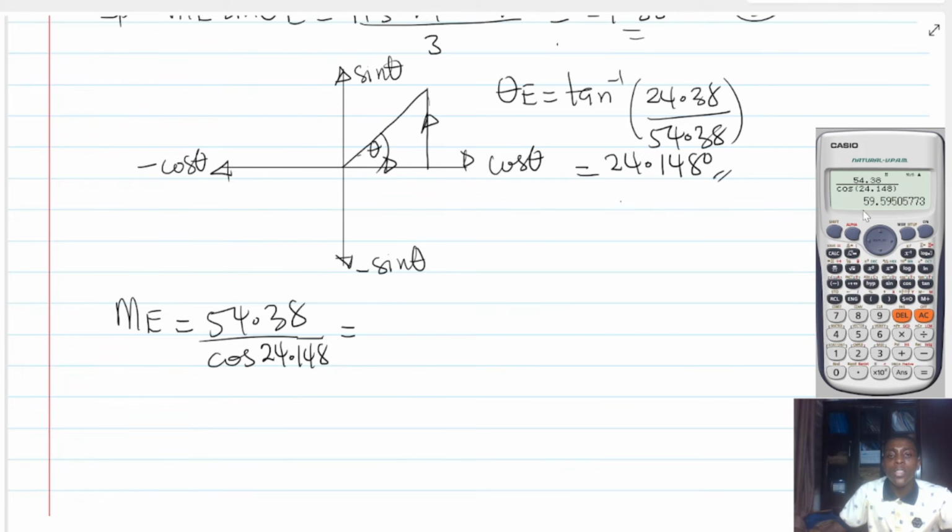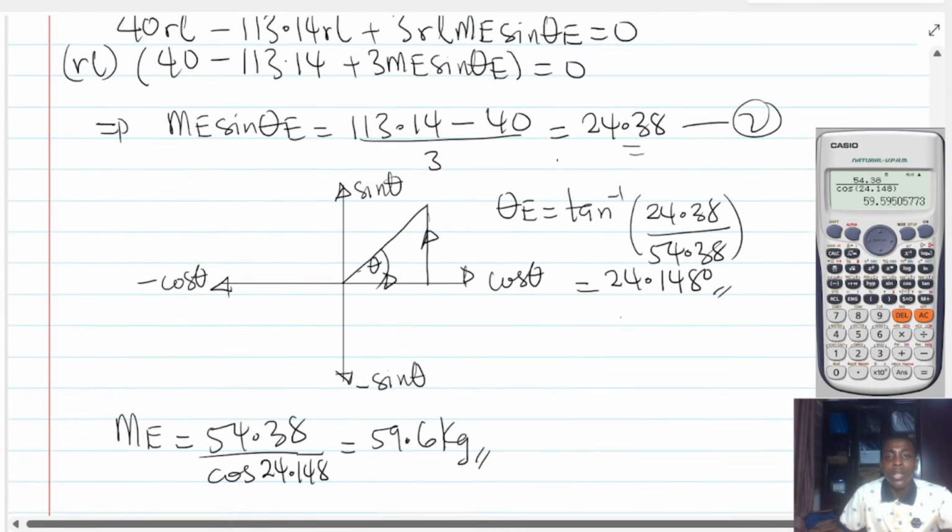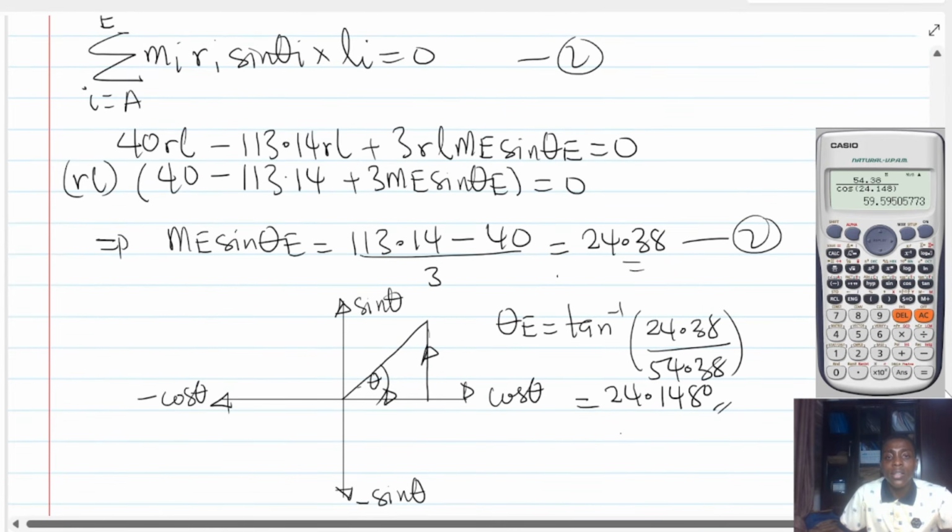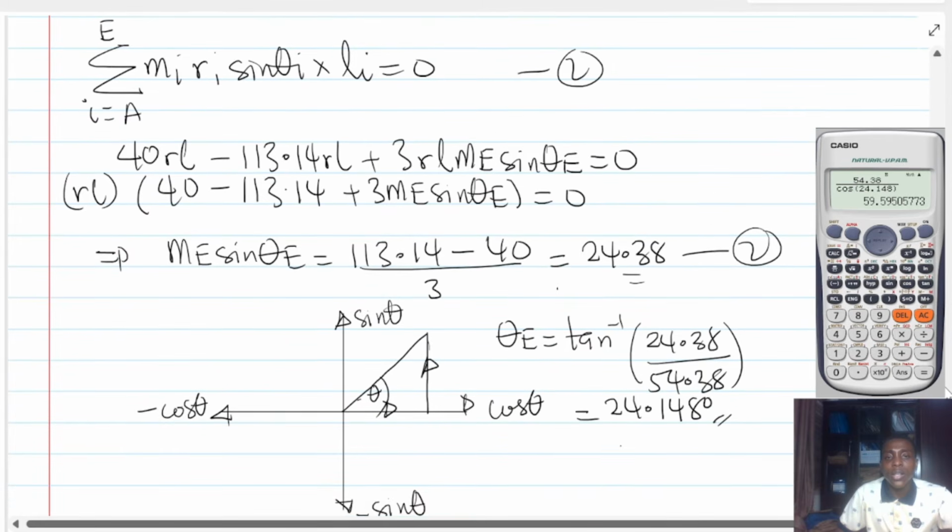So ME is 59.59. All right. So that is the mass E for you. 59.59, or let's say 59.6. So almost 60 kilograms. And that is actually mass E for you. So having gotten mass E, now what else can we say?